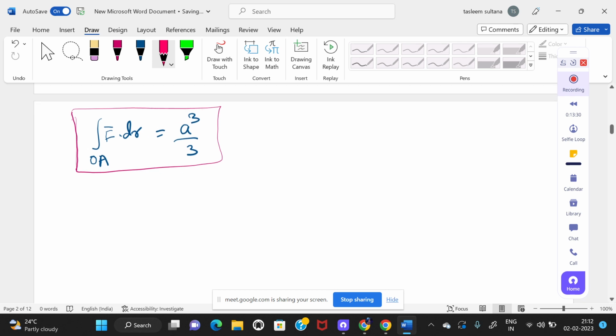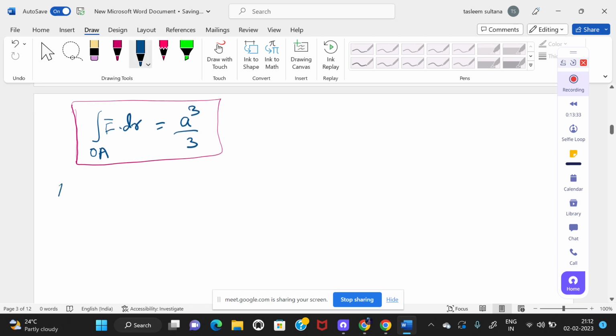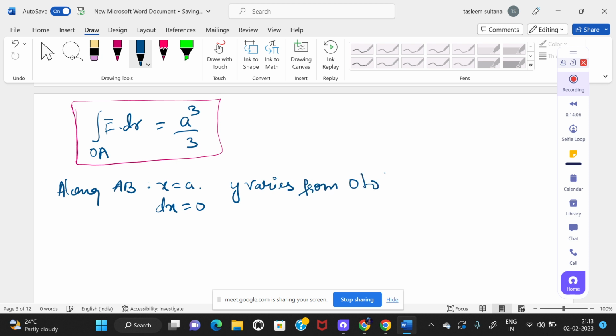Now along with the line we'll move to the next line, a to b. Along a to b, x is equal to a and your dx is equal to 0. When you differentiate a constant, it is 0, so dx will become 0. And y varies from 0 to b.